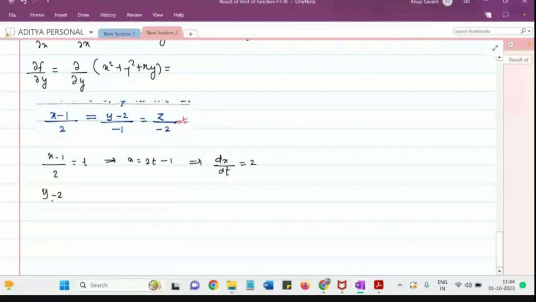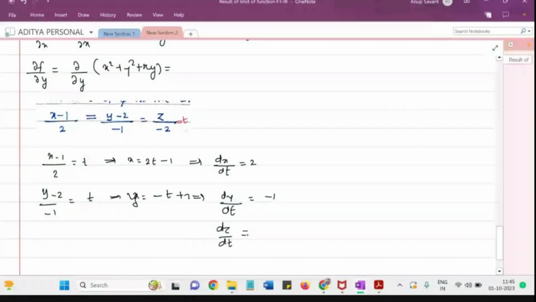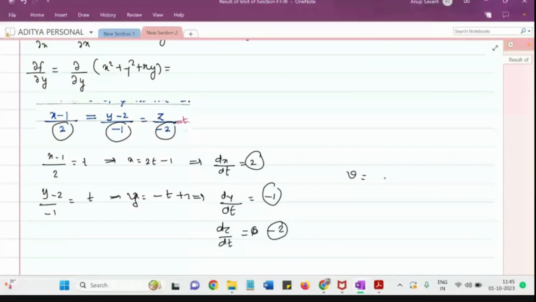Similarly, (y minus 2) upon minus 1 equal to t gives y equal to minus t plus 2, which means dy/dt is equal to minus 1. Similarly, you can check that dz/dt turns out to be minus 2. You can observe that these values are basically the direction cosines here. So my vector v along the line is (2, minus 1, minus 2).